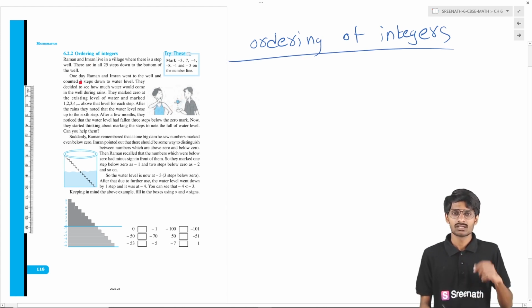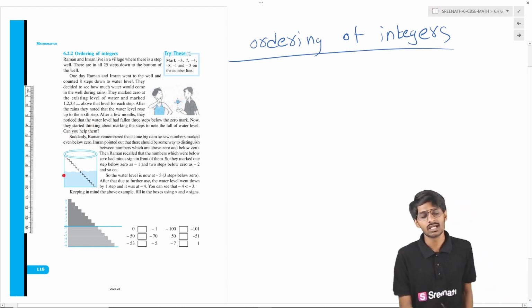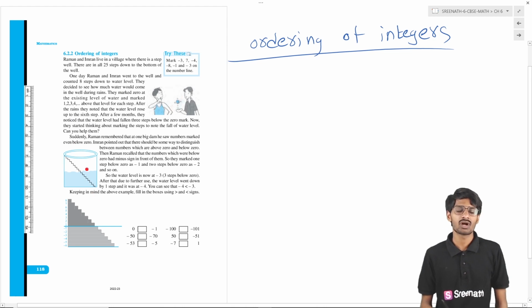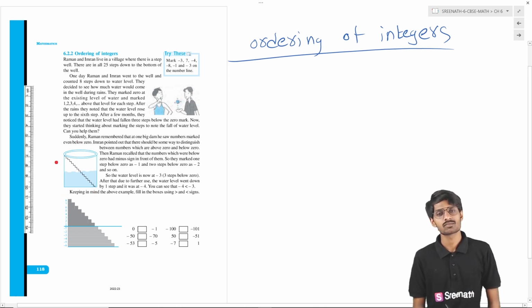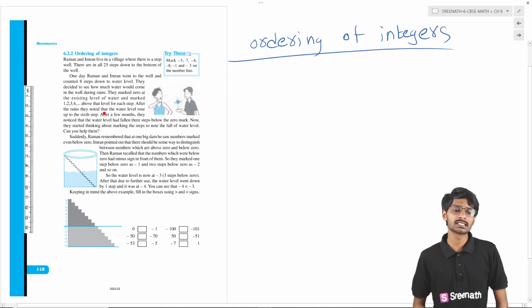So what happened? Raman and Imran are living in a village. They have a well in their village. That well has steps like this, and what they observe is that in summer season the well goes down, and in the rainy season the well comes up, which means the water is coming up and the water is going down. So they want to represent it.